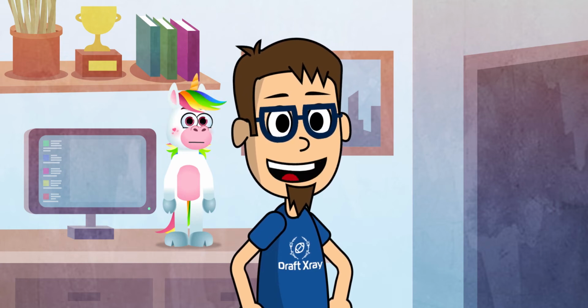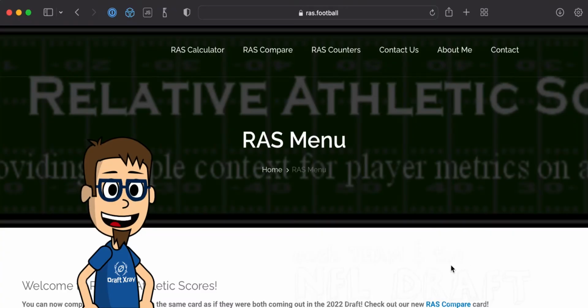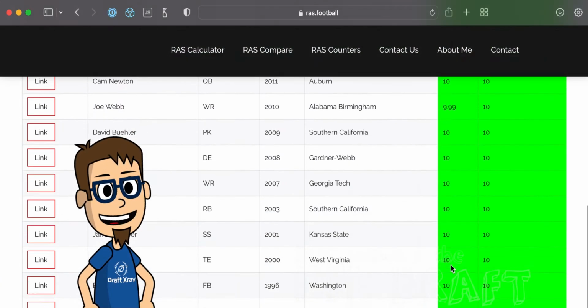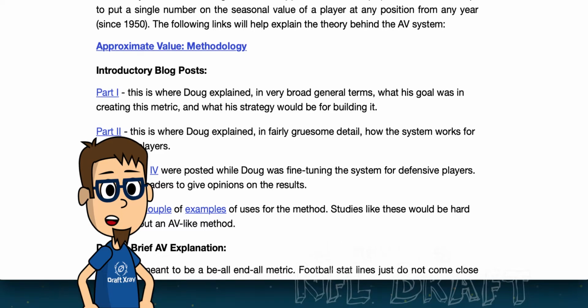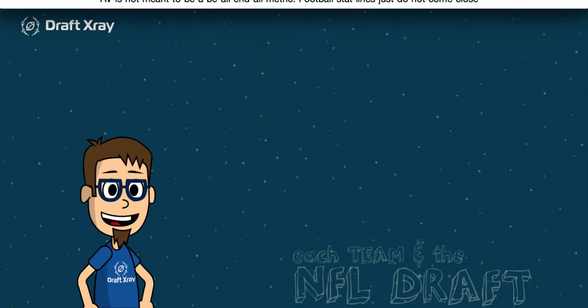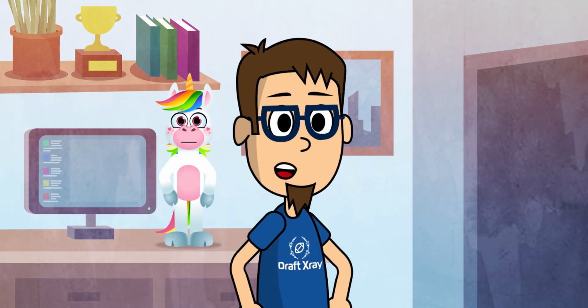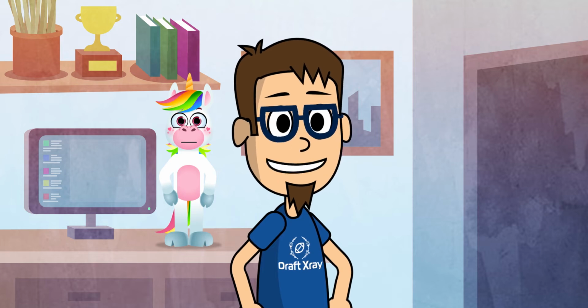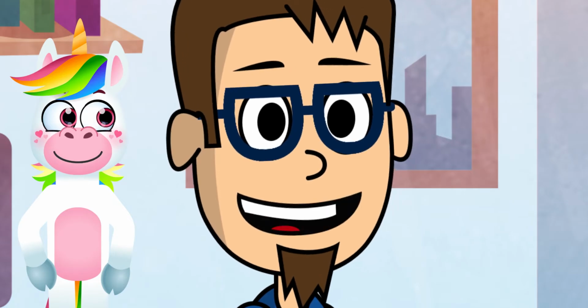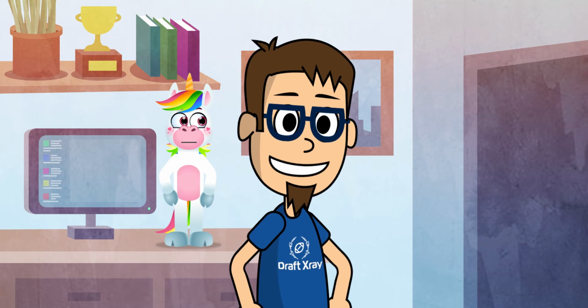Plus, there are already some great metrics out there, such as Kent Lee Platt's relative athletic score and approximate value, which was created by Pro Football Reference founder Doug Drinen. Those are just a couple that come to mind. Finally, there are some simple data points that don't require a rocket science degree to break down and aren't talked about much and tend to fall by the wayside.